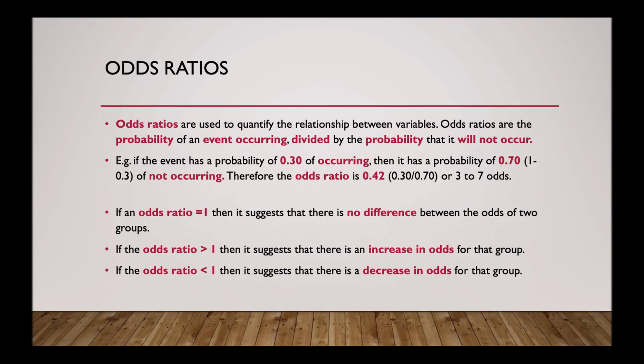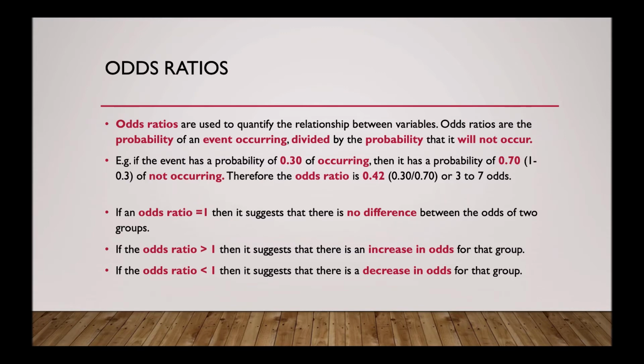We can also use R to produce odds ratios. Odds ratios are used to quantify the relationship between variables. Odds are the probability of an event occurring divided by the probability that it will not occur. For example, if the event had a probability of 0.3 of occurring, it has a probability of 0.7 of not occurring, and this produces an odds ratio of 0.42, or 3 to 7 odds.